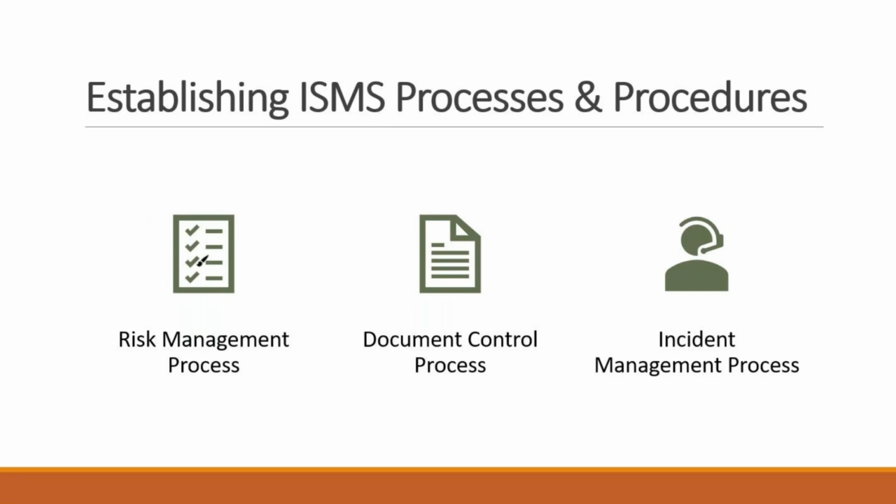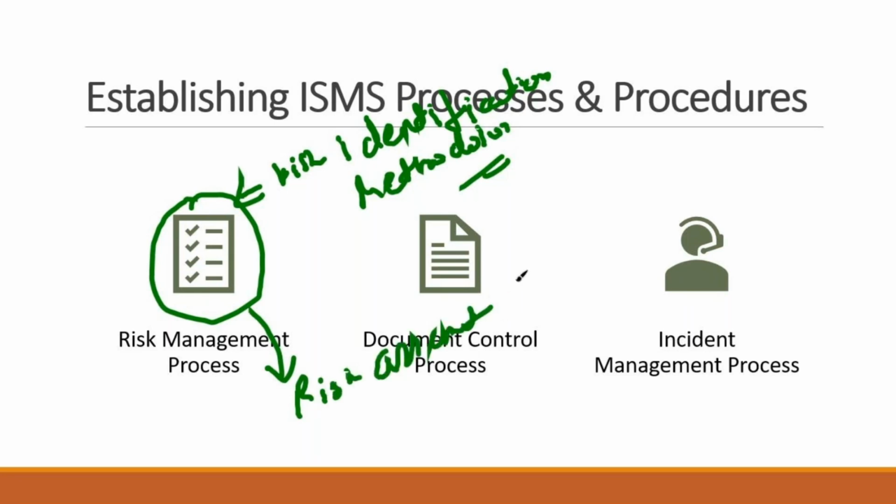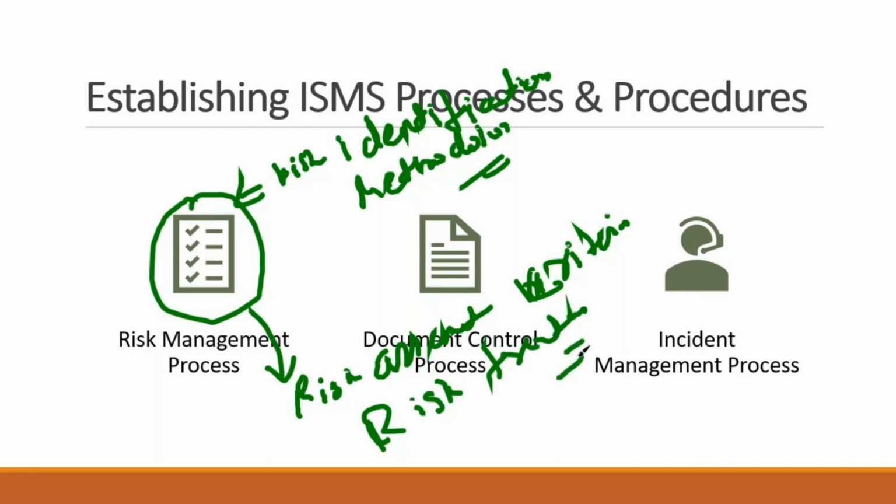What are those? Risk management process. The very first thing: how are we going to identify the risk? So first we are going to set up a risk identification methodology, then risk assessment criteria, and then risk treatment criteria. First you create a methodology for how you are going to identify the risk. Then as per the methodology you do a risk assessment and treat that risk. That is what your risk management process is saying.